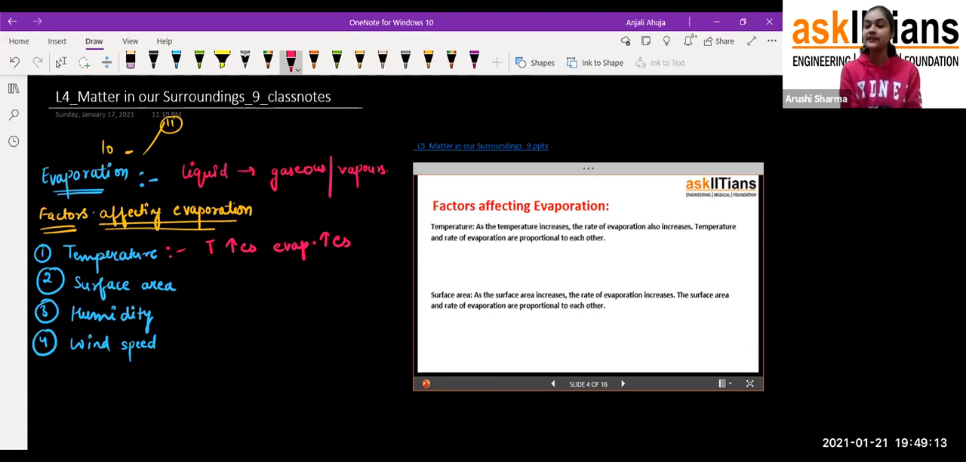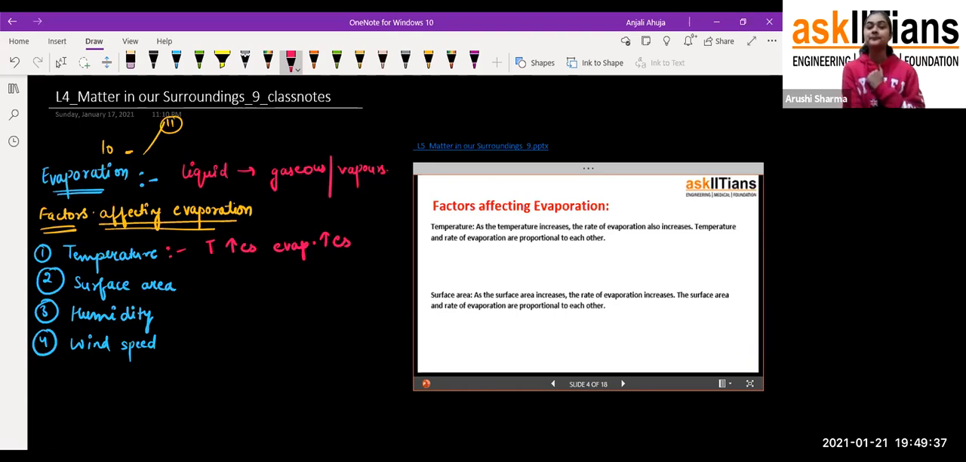Okay, now surface area. What is the role of surface area? See, students, surface area means that particular utensil or plate, or I can say any saucer or cup we are taking. What is the effect on evaporation? See, students, when we have more surface area, evaporation takes place more easily.